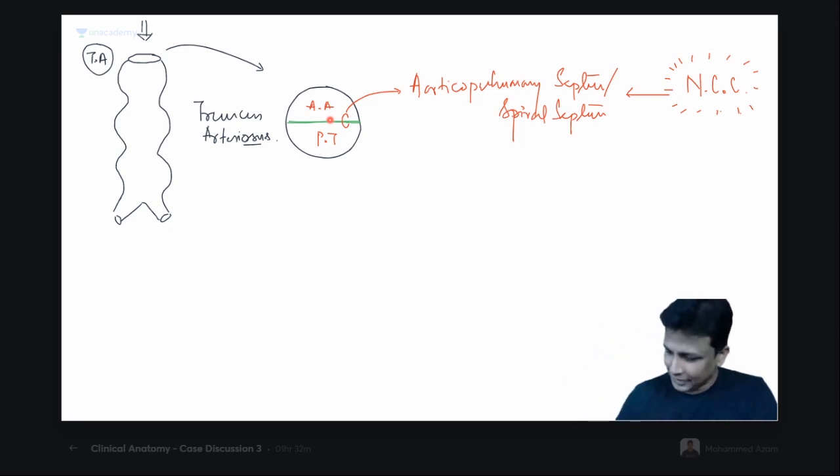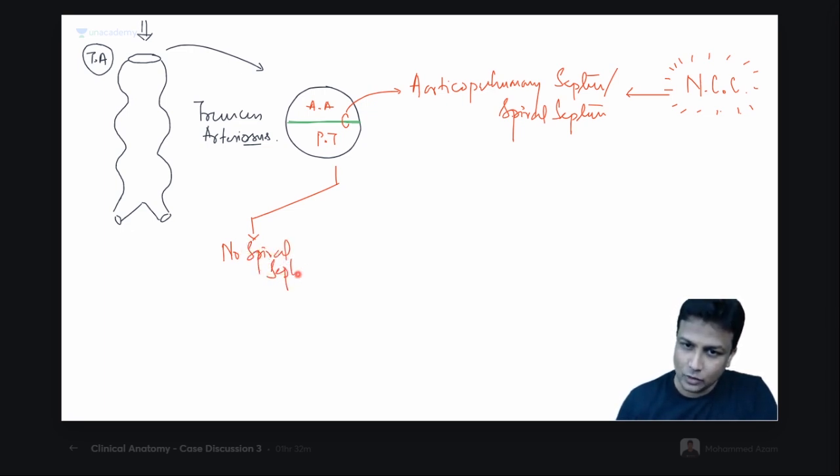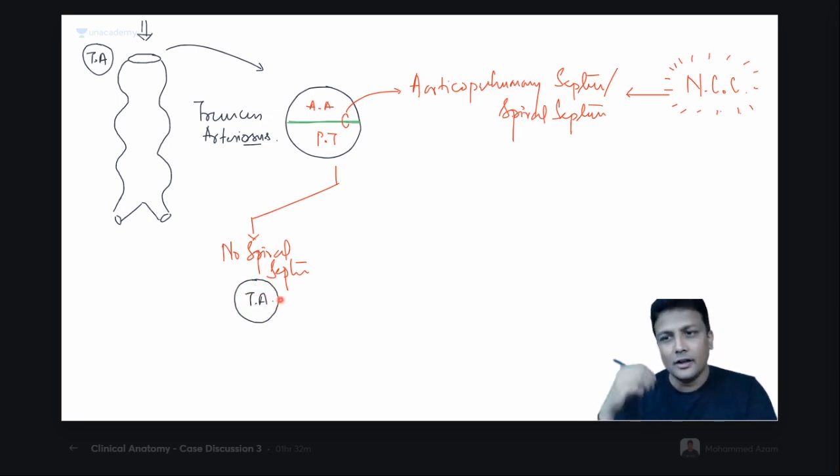Now welcome here. Condition number 1, my dear doctors: I am telling you that there is no spiral septum. If there is no spiral septum, then tell me what is going to be the condition inside that one. The truncus arteriosus will remain as it is, my dear friends, and there will be no aorta and no pulmonary trunk separated apart. And that is why that condition is known as patent truncus arteriosus.